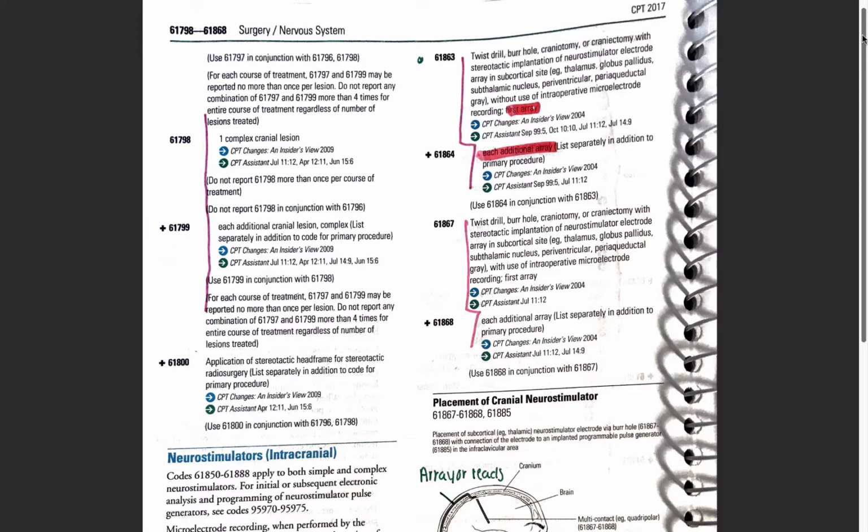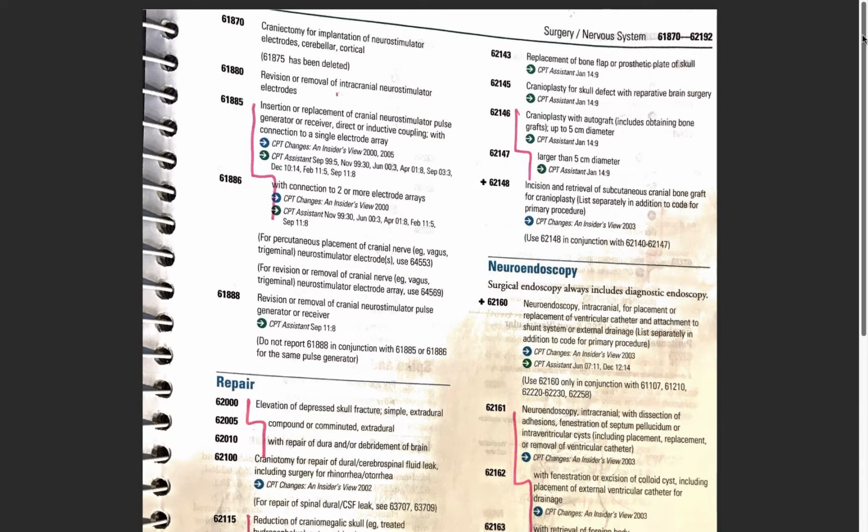61867 is the same thing, but with the use of intraoperative microelectrode recording. So that's important to know. You wouldn't want to choose 61863 if the recording was done. If the neurostimulator was removed or revised, you would use 61880. For a replacement or insertion of a cranial neurostimulator pulse generator receiver, which is the battery, direct or inductive coupling with connection of a single electrode array is 61885.